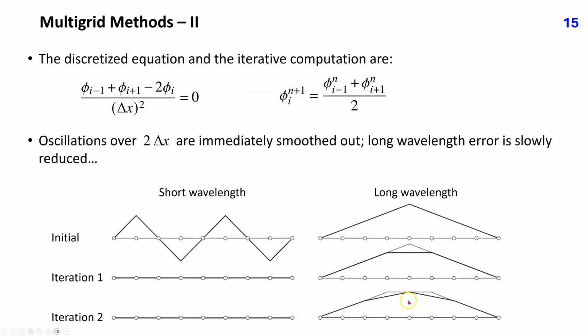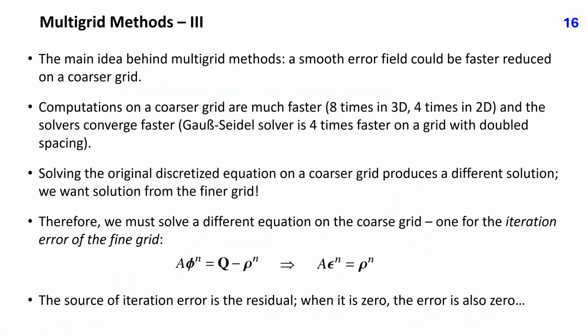In the following iterations, only the corners are being cut, like when cutting kebab slices. Many iterations are needed to reduce this error component to zero level. The main idea behind multigrid method is that a smooth error field can be faster reduced on a coarser grid. Computations on a twice coarser grid are much faster, 8 times in 3D, 4 times in 2D.